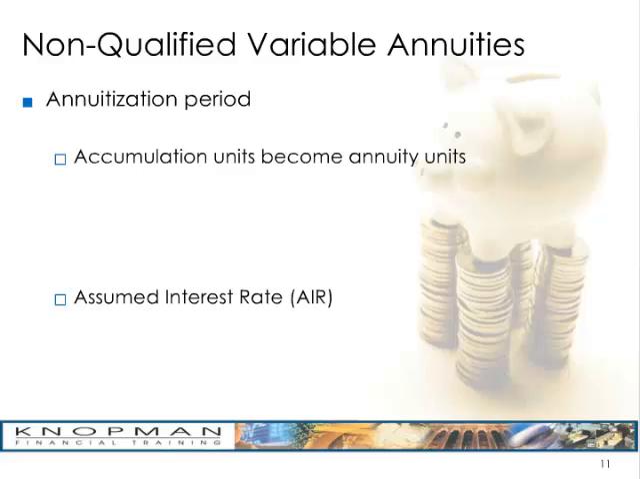And here's how it works. At the time of annuitization, the AIR is established. That's the assumed interest rate. What is the AIR? The AIR is the expected monthly return of the portfolio. It's not the actual return, it's the expected return. And here's the way it works. Every month, the performance of the portfolio is compared to the AIR, the assumed interest rate.